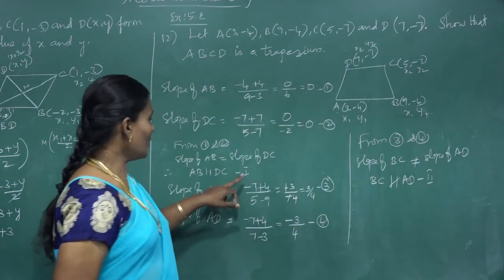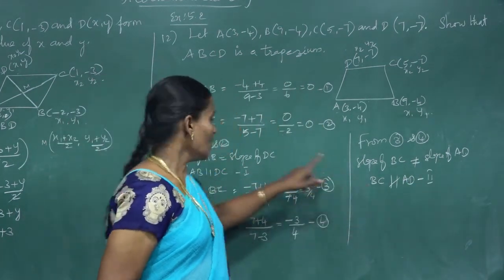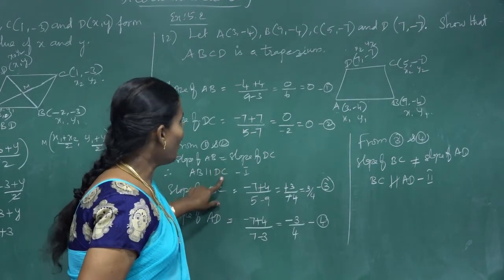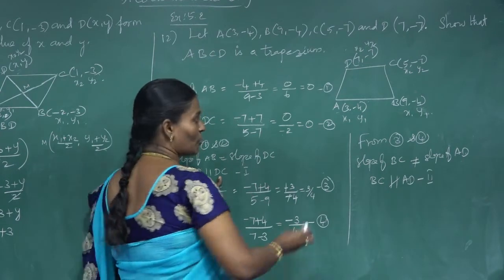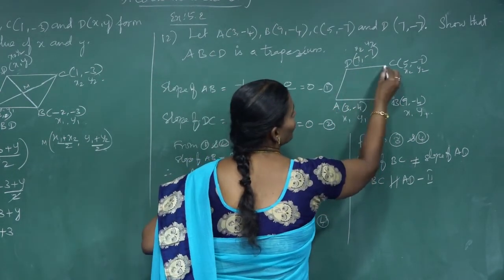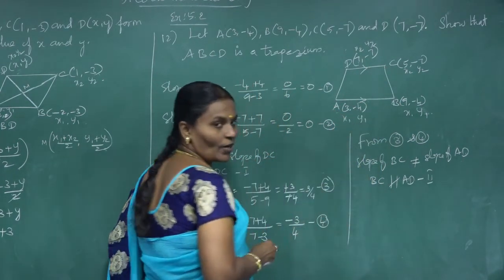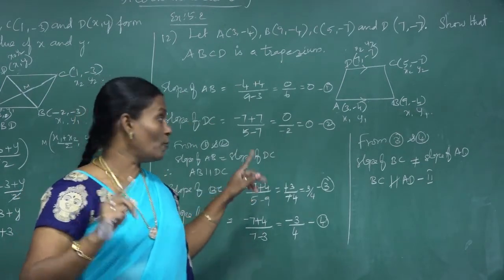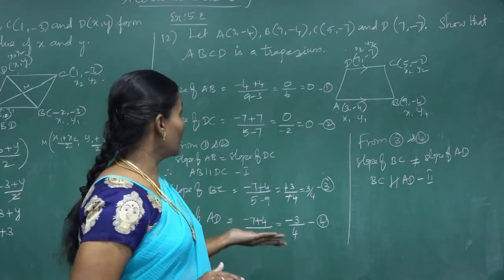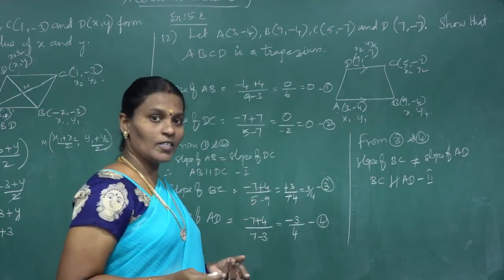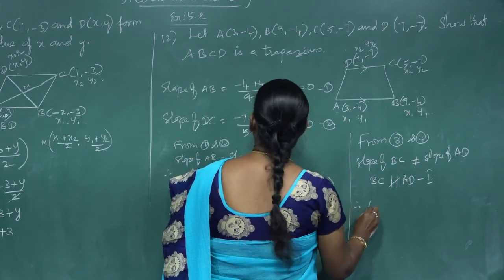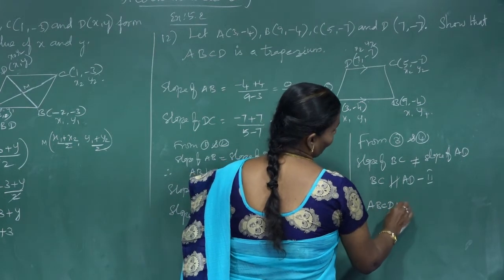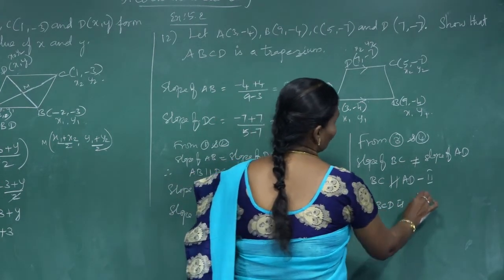Now compare this first and second results. Here, one pair of opposite sides are parallel. Which two opposite sides? AB and DC are parallel. If one pair of opposite sides are parallel, that is the trapezium. Understand, children? So therefore ABCD is a trapezium.